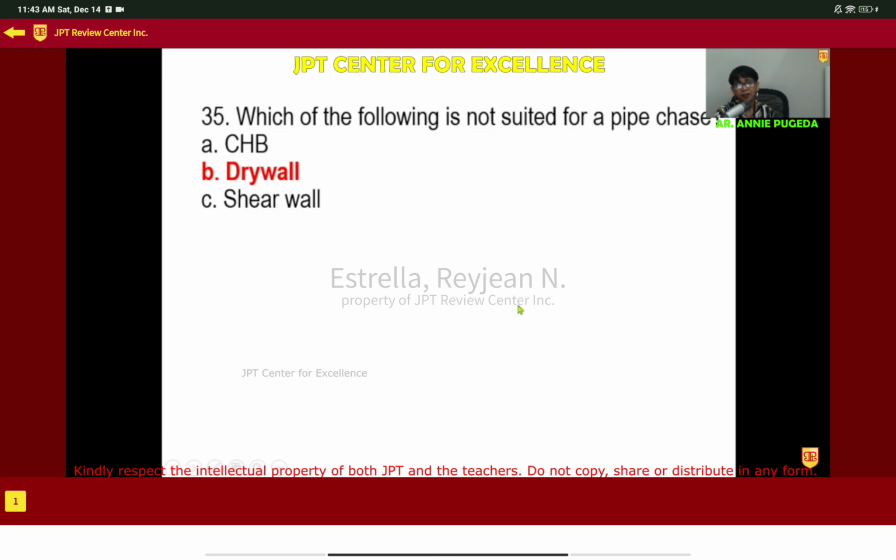Ang drywall kasi, para yung halimbawa, alam mo yung biscuit na wafer ang tawag nila? Pagka ganun, hindi ba ang daling malusaw? Ganun din. So, hindi siya pwedeng matubigan kasi nasisira siya, nagde-deteriorate. So, not suited for a pipe chase kasi yung pipe chase mo ay nagpapawis o nagkakaroon ng moisture. Drywall.